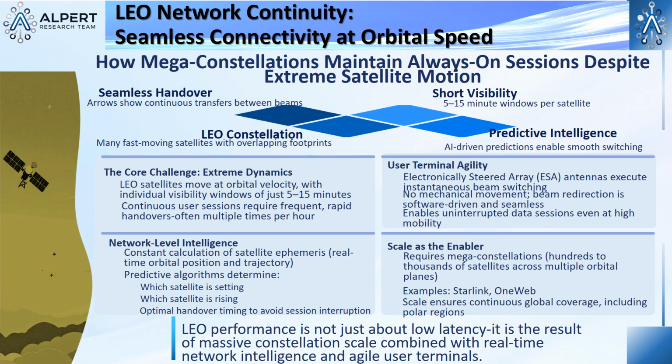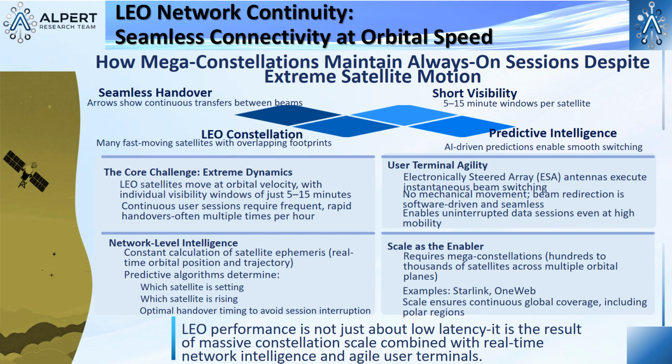But the physics of a low orbit means you have incredible velocity. Yes. LEO satellites complete an orbit in a mere 90 to 120 minutes. This speed means an individual satellite is only visible to a user for a very short window, usually 5 to 15 minutes. This geometry demands large mega constellations, thousands of satellites organized across multiple orbital planes to ensure continuous, always-on global coverage, even in polar regions.